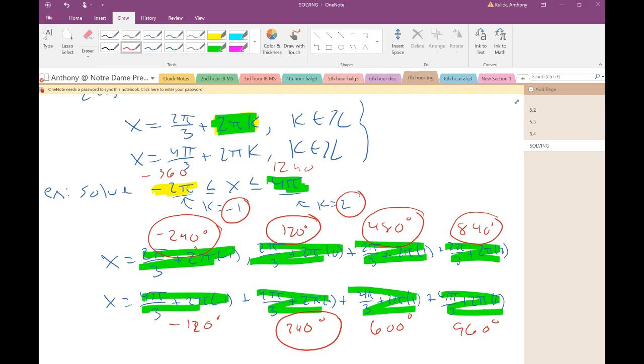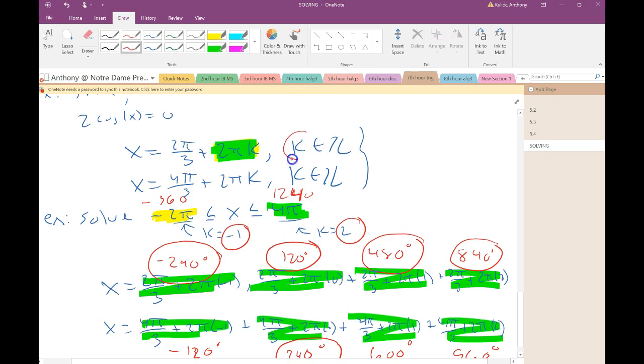Gabby? The degrees for 4 pi, 1240. K is just the numbers inside the integers.